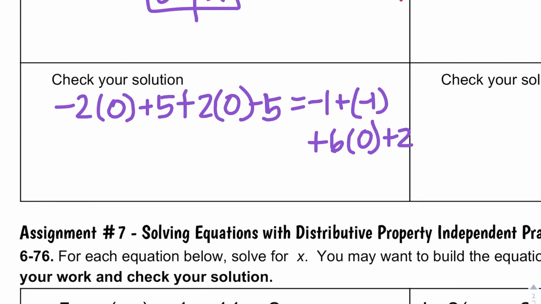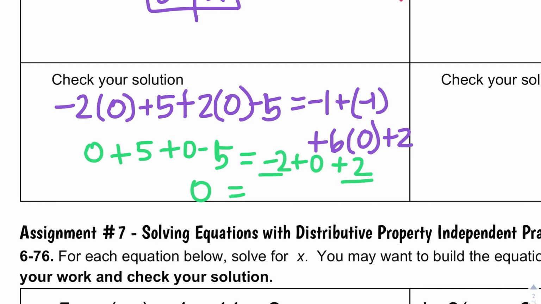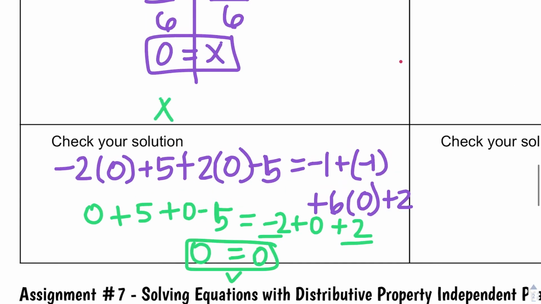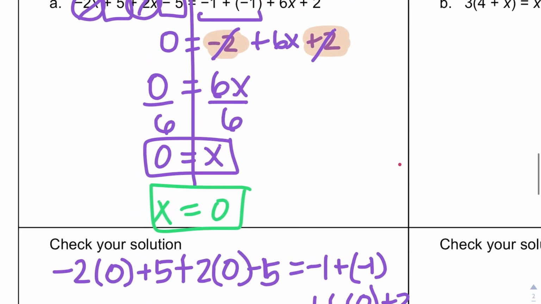Okay, so let me go ahead and do that. Next line, different color, 0 plus 5 plus 0 minus 5. And I have another set of 0. On the right side, we have negative 2 plus 0 plus 2. Negative 2 plus 2 is 0, so 0 plus 0 is 0. So it works. So x equals 0 is our solution for part A.